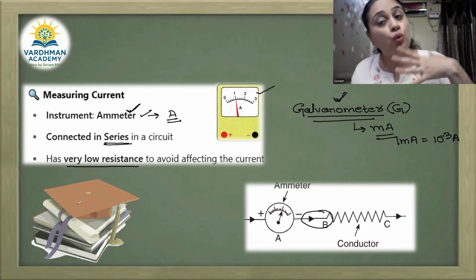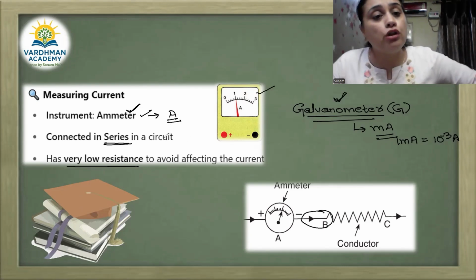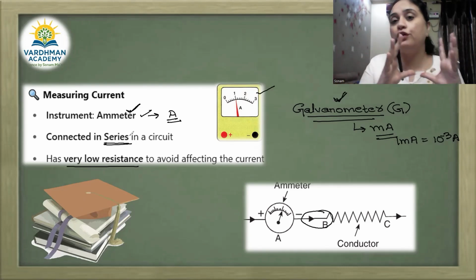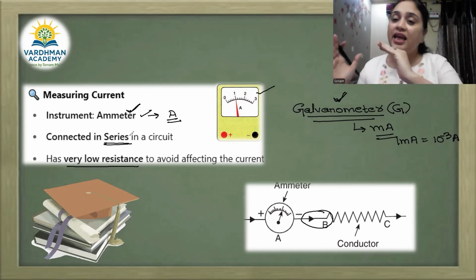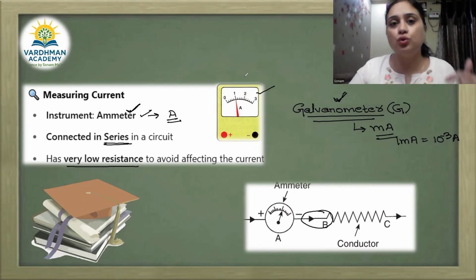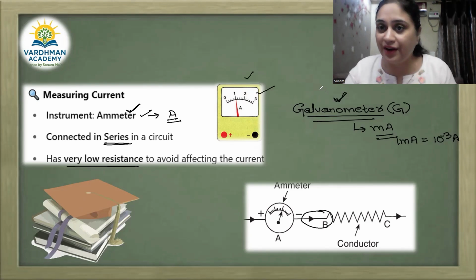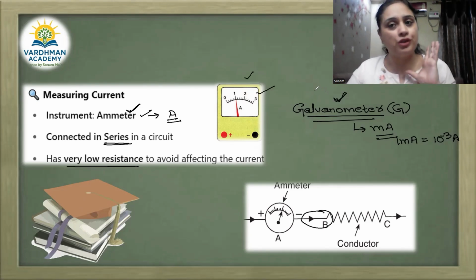एमीटर और गैल्वेनोमीटर दोनों का ही रेजिस्टेंस हमेशा बहुत लो रखा जाता है, so that the whole or the maximum amount of current which is present in the circuit can flow through it, and the two devices are able to give you the accurate readings of the current flowing through the circuit.